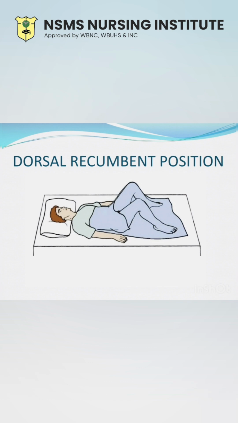Next, let us see the dorsal recumbent position. Dorsal recumbent position is lying on the back with arms at sides, legs apart, knees bent, and feet flat on the bed, with patient's head and shoulders slightly elevated on a small pillow. This position is similar to supine position with knees flexed and soles of feet flat.